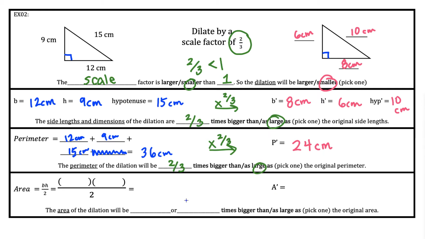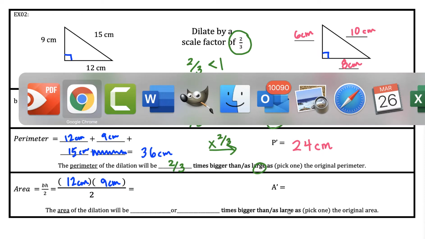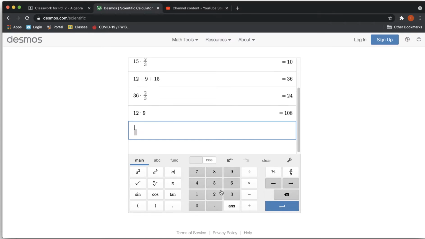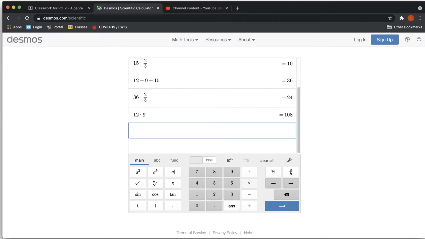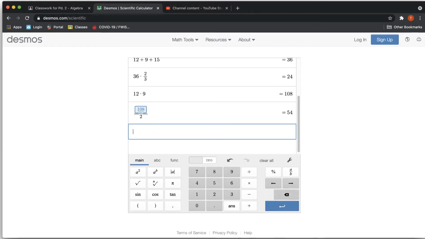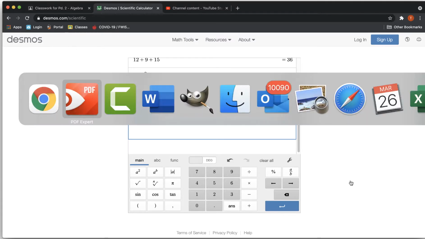Now we have one more. We got area over here. Area is base times height divided by 2, right? For a triangle. And our base is 12 centimeters. Our height is 9 centimeters divided by 2. So let's do this. 12 times 9 equals 108, and we'll divide it by 2. And we get 54.